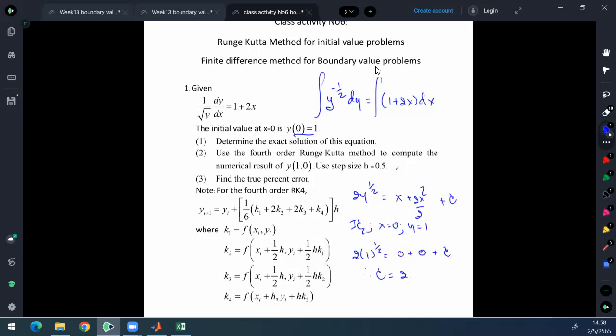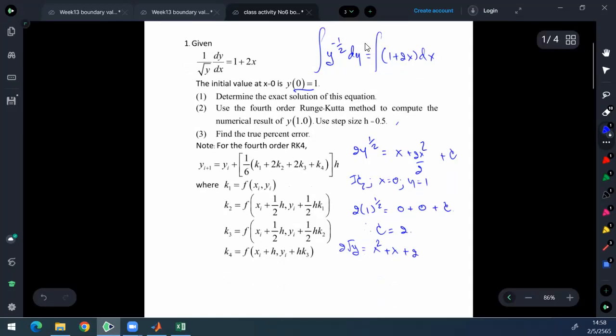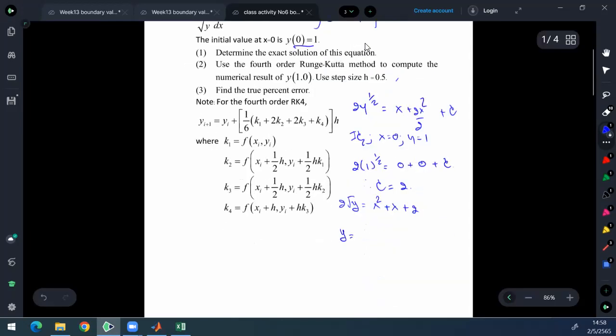After that, we solve this equation. It means that 2 square root y is equal to x squared plus x plus 2. And after that, we can find y. This is the exact solution: y becomes x squared plus x plus 2, all squared, over 4. Okay, this is the exact solution, right?